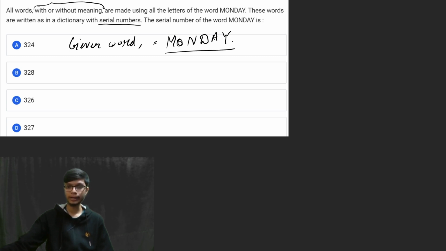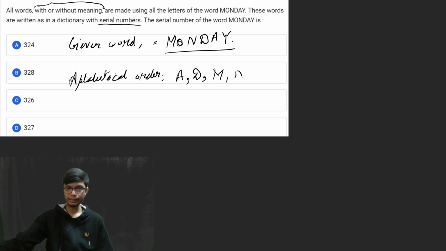Before solving for Monday, we need to look for the alphabetical order of the letters. So the alphabetical order of the letters is A, D, then M, then N, then O, and at last Y. So that is the alphabetical order. Whatever words are formed and arranged in a dictionary are arranged in alphabetical order. So from here, look at the words that have A in the beginning.